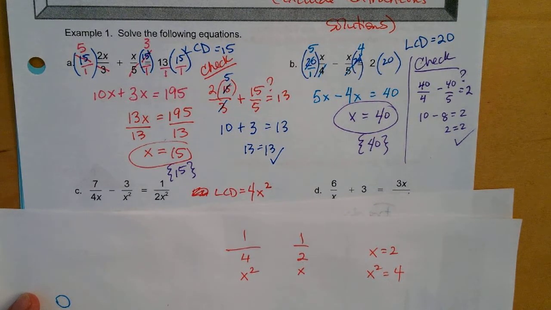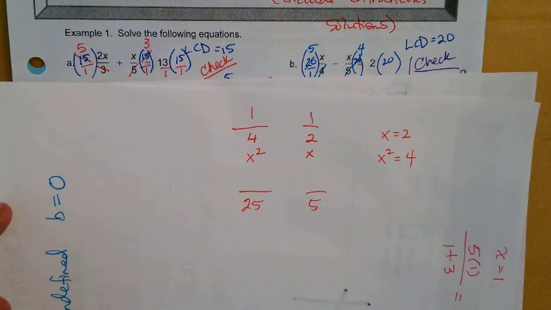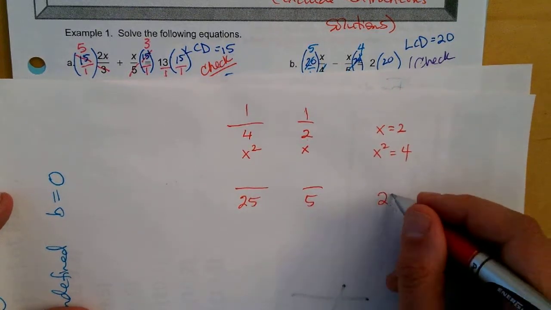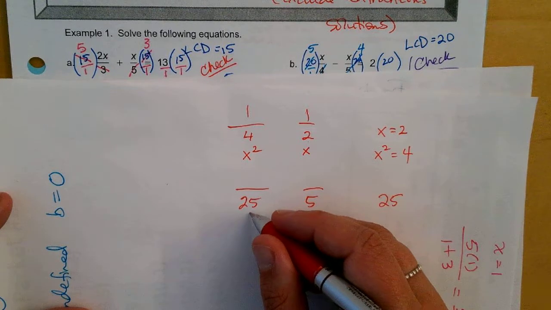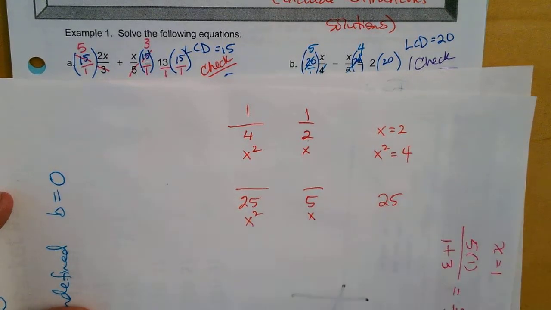So I can't just have x because it's not big enough. It's like, what's the lowest common denominator between 25 and 5? 25, right? So if x is 5, then in order to get 25, I need x squared. Okay.